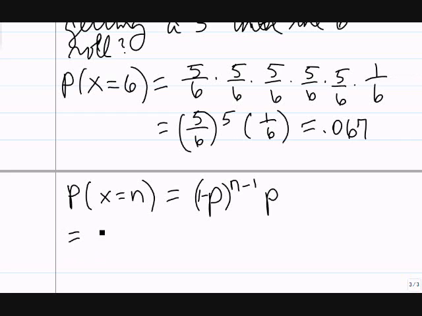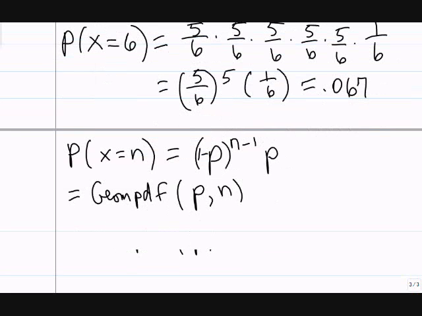You can also use a geometric PDF, and it has just 2 arguments. I always get mixed up which way they go. Okay, probability goes first, and then the number of the trial you want to have your success on.